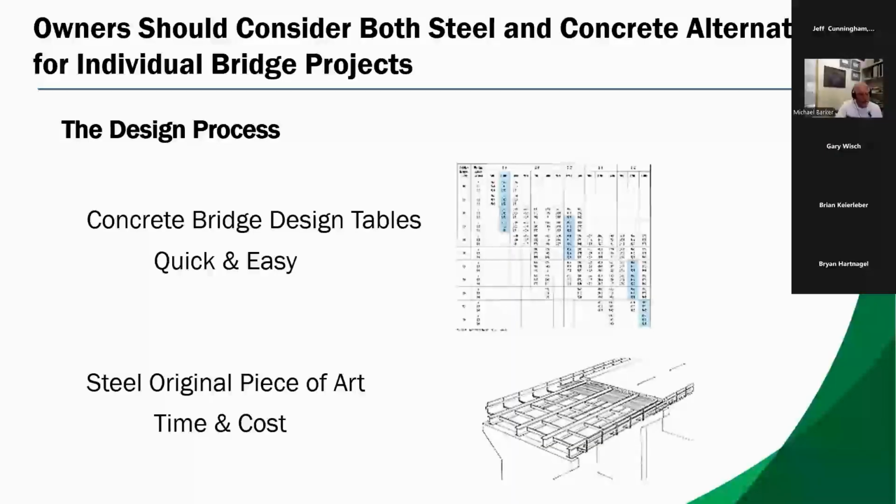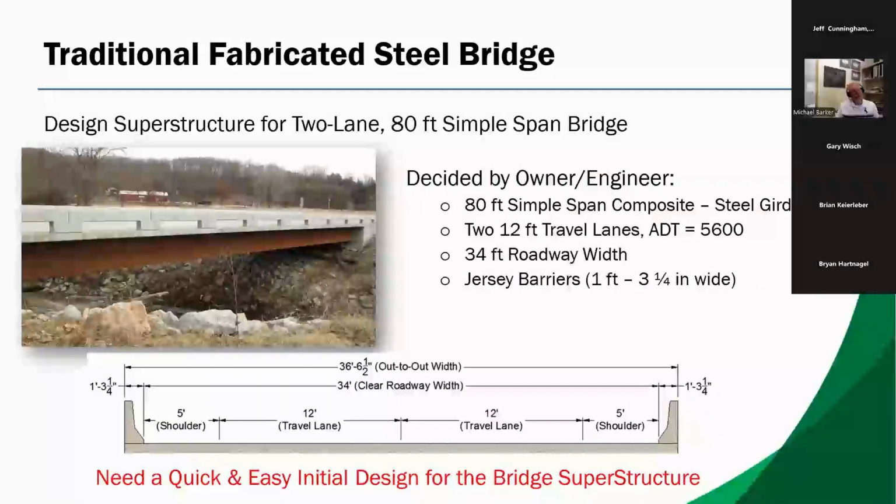And so when we think about a traditional bridge, we need an 80-foot bridge that maybe we're replacing. And the owner or the engineer comes up with the service part of this bridge. You know, how long is it going to be? It's going to be 80 foot. And we're going to look at a composite steel girder bridge. We're going to have 2 travel lanes on it with an average daily traffic. We want a 34-foot roadway width. And we like these 1 foot, 3 1/4 inch wide barriers. That's the service part of this bridge.